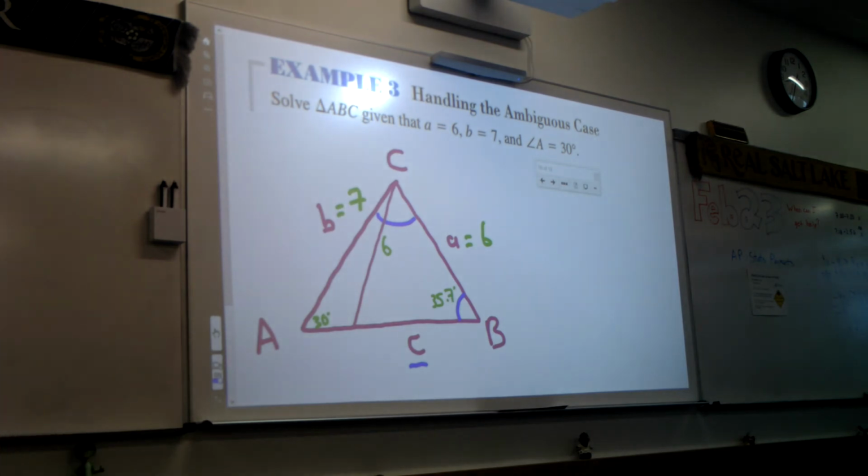So what does that mean? That this angle right here is also 35.7. How does that help us?